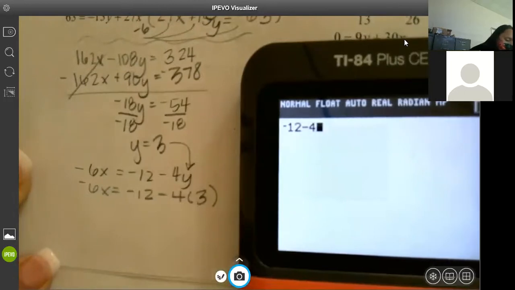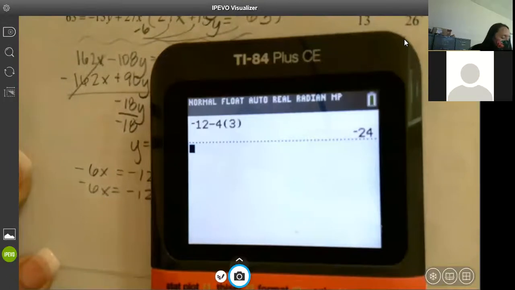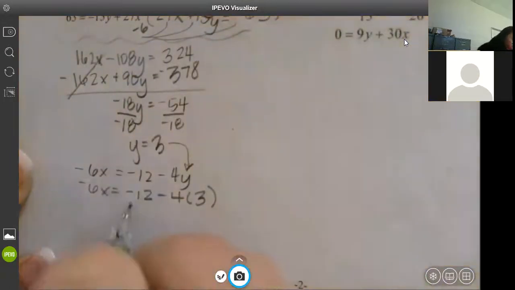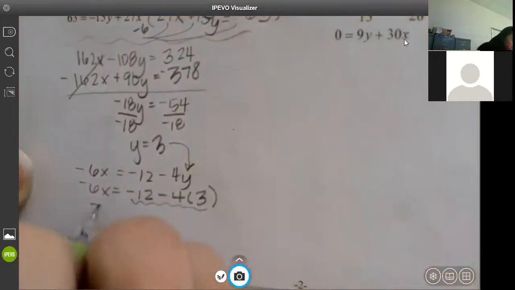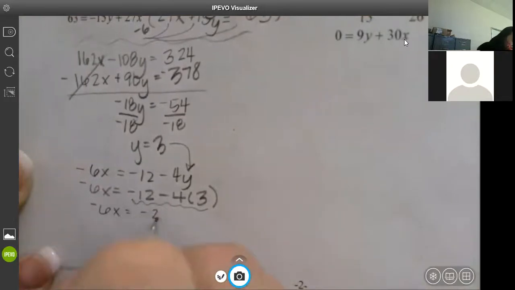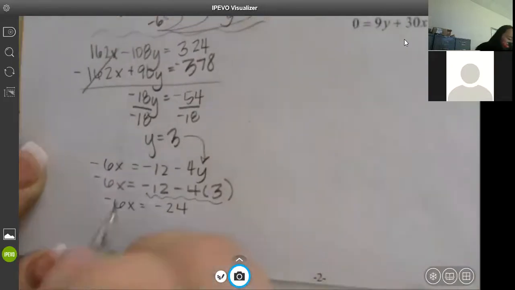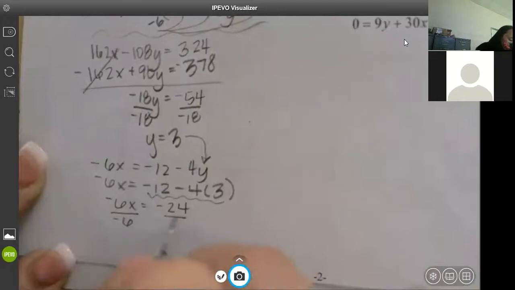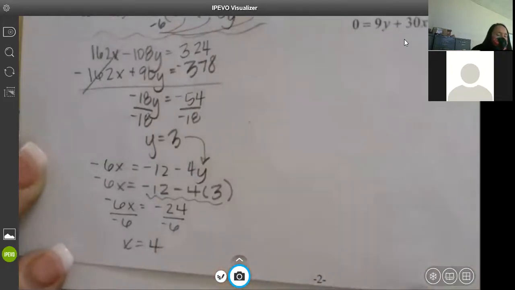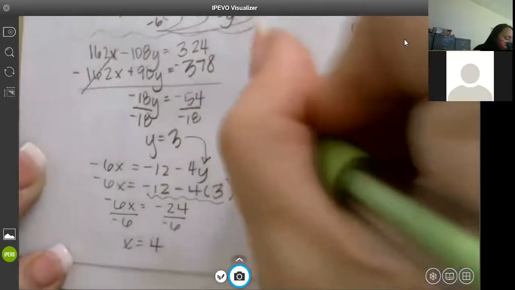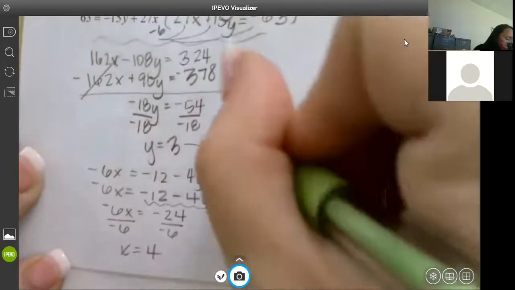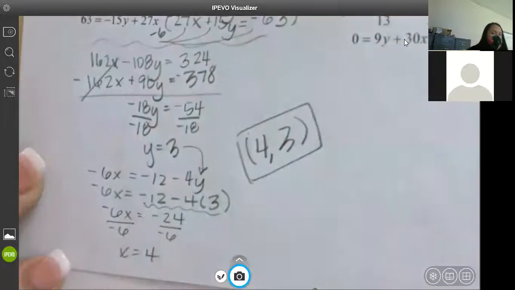-12 minus 4 times 3 gives you -24. So all of this, -6x equals -24. Divide by -6. And you get x equals +4. X was 4. Y was 3.